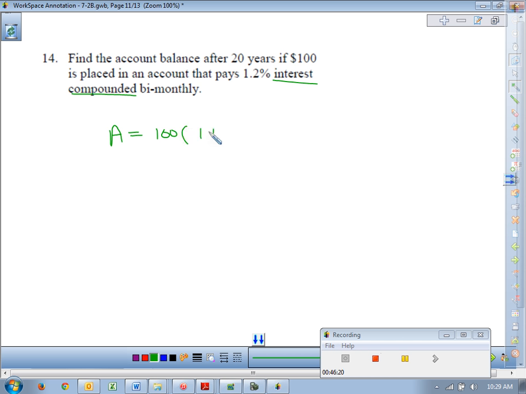1 plus my rate as a decimal. What's the rate? Well, not as a decimal, just what's the rate as a percent? 1.2%. What do you think about that? Good, bad, or you don't know? 1.2% interest rate. You think that's good, bad, or I don't know? It's okay if you don't know. You're not the most experienced. What do you think? Good, bad, I don't know.